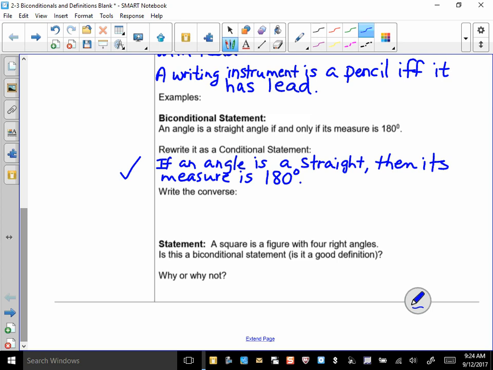Okay, I kind of got ahead of myself here. The converse says, I just said this, if an angle's measure is 180 degrees, then it is a straight angle.